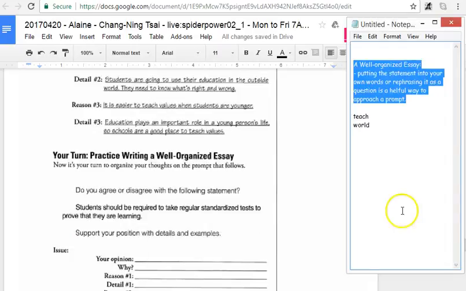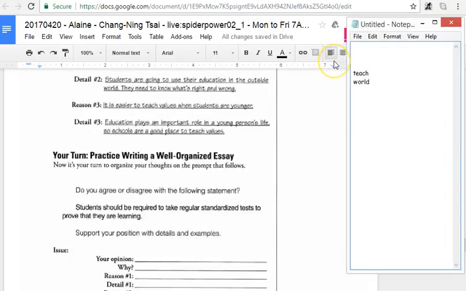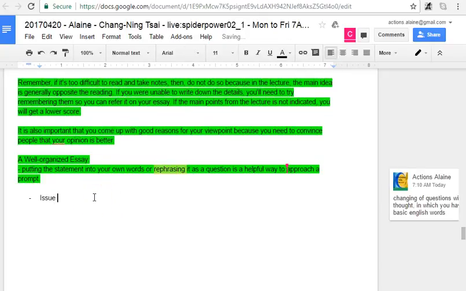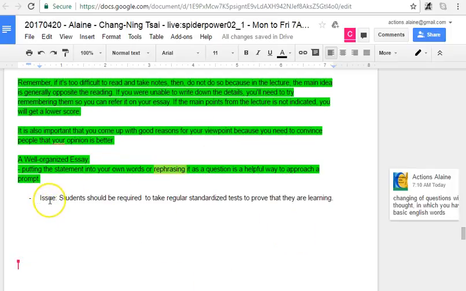There's the question. Let us do the activity. The topic or the issue is: students should be required to take regular standardized tests to prove that they are learning. That is the issue.